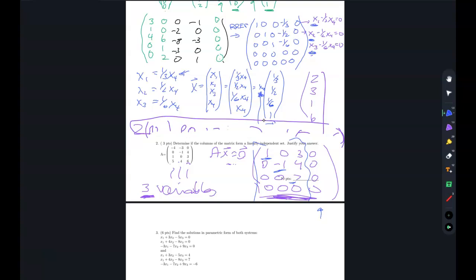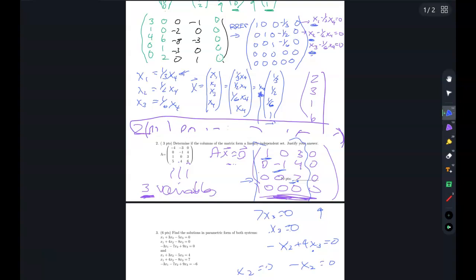I stopped there. I could have put it in RREF, but I can see that this third row here says 7x sub 3 equals 0. Oh, so x sub 3 is 0. And then this one here says negative x sub 2 plus 4x sub 3 is 0. Well, I know x sub 3 is 0, so I get negative x sub 2 is 0. So x sub 2 is 0.